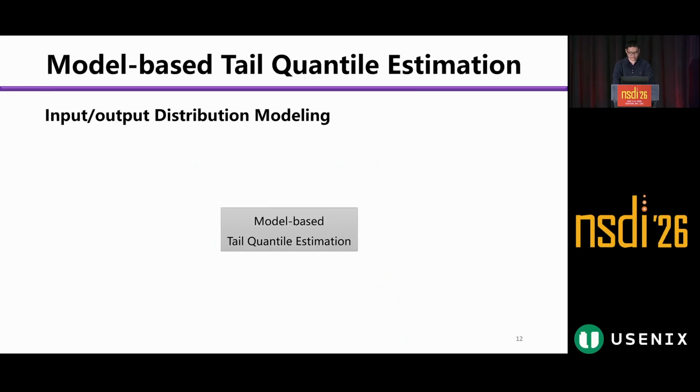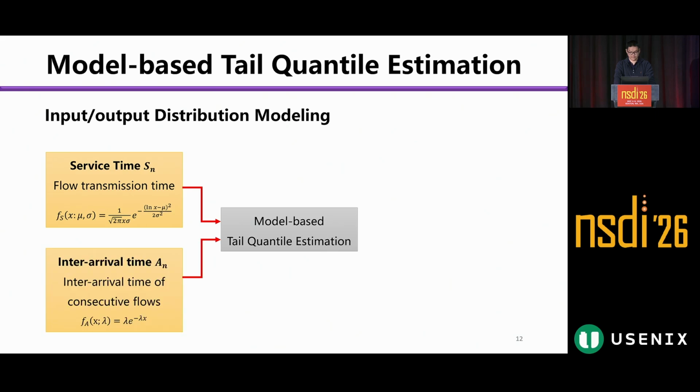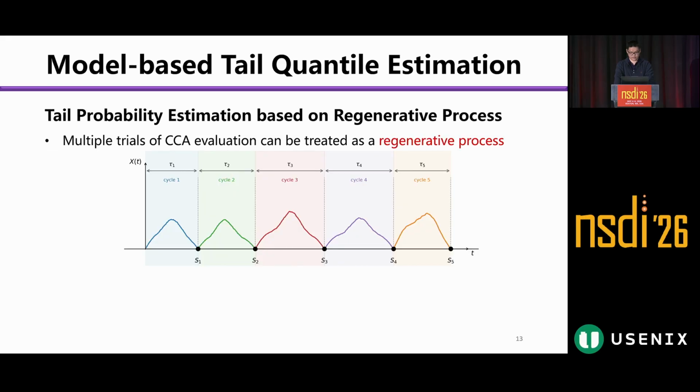So we first describe the input and output distribution. We model service time Sn as a lognormal distribution, while inter-arrival time follows an exponential distribution. For the output, we model response time Rn. Response time includes the network RTT, transmission time, and the queuing time, which are influenced by the congestion control algorithm.